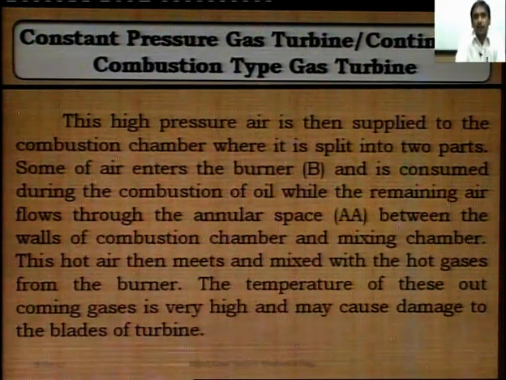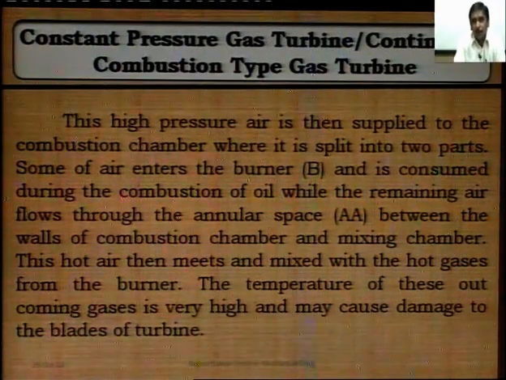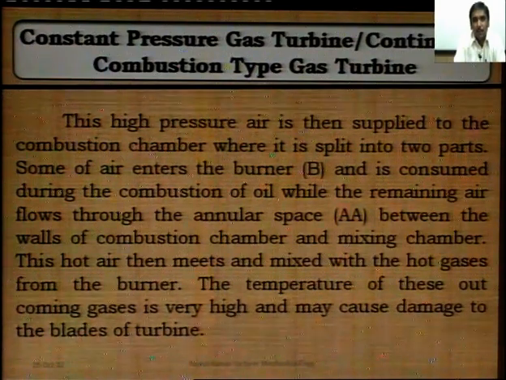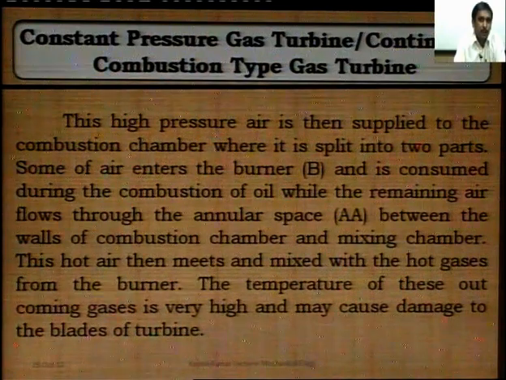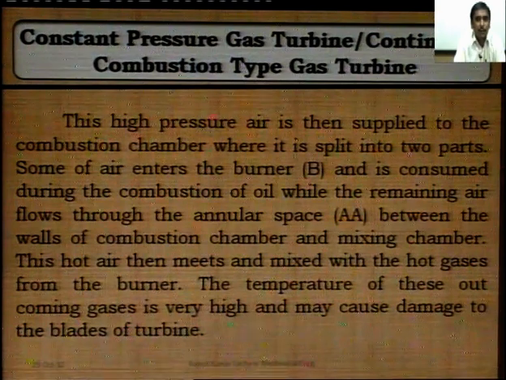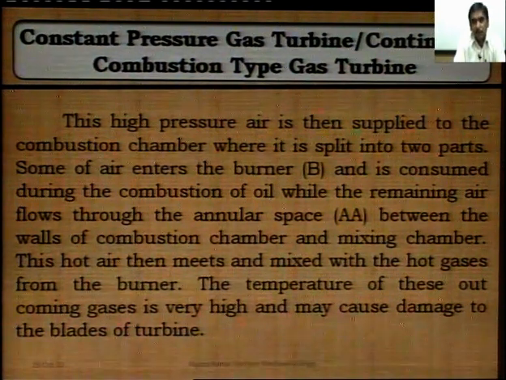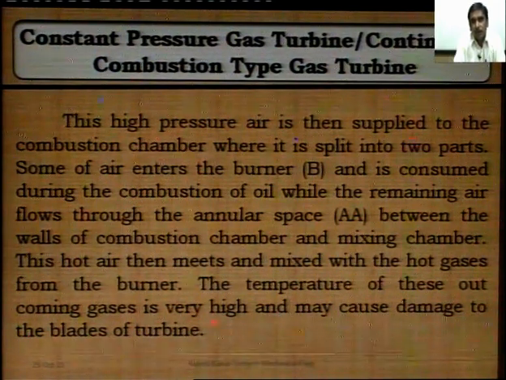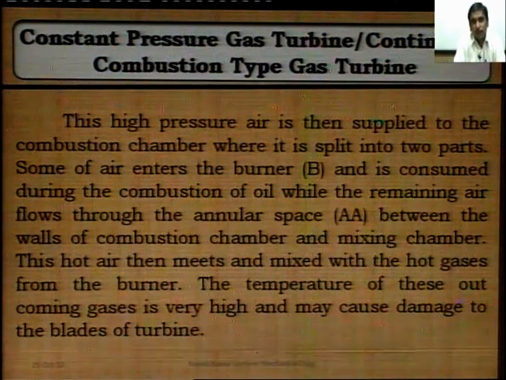This high pressure air is then supplied to the combustion chamber where it splits into two parts. Some of the air enters the burner B and is consumed during the combustion of oil, while the remaining air flows through the annular space AA between the walls of combustion chamber and mixing chamber. This hot air then meets and mixes with the hot gases from the burner.